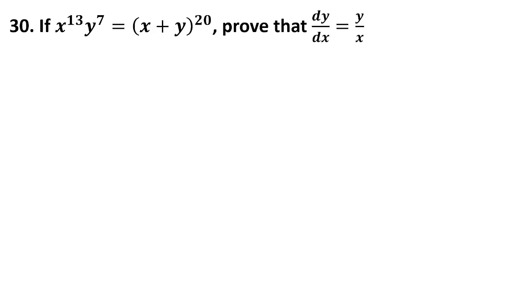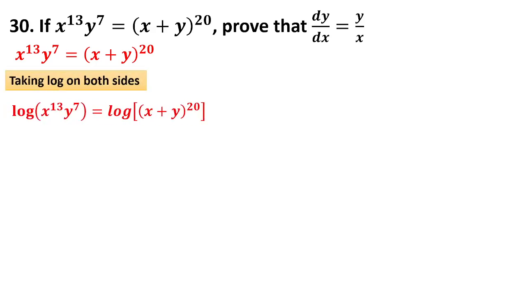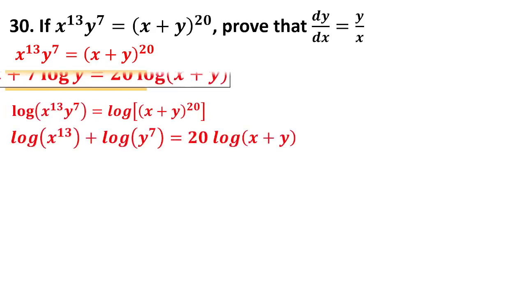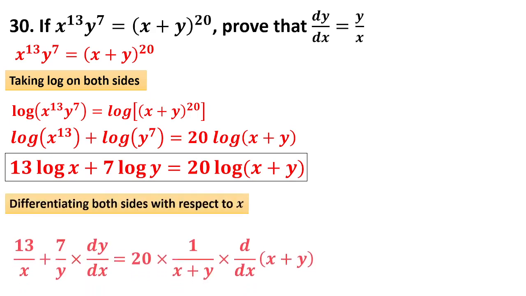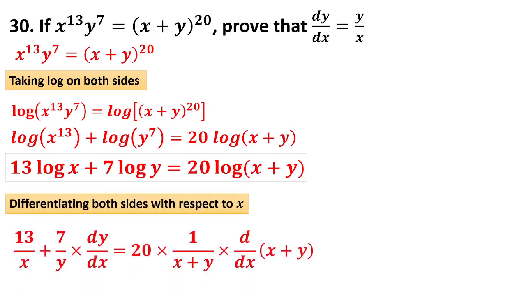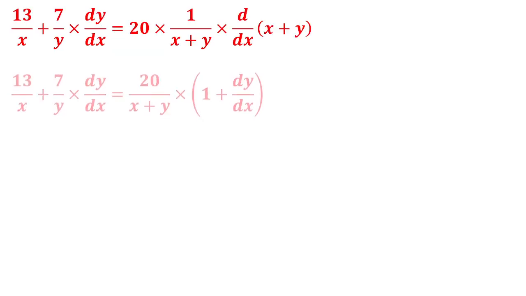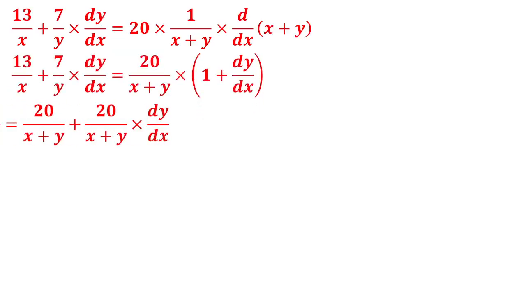Go to question number 30. x power 13, y power 7 is given. Prove that dy by dx is equal to y by x. In this problem we will take log on both sides. Therefore, making use of the property of log, it will become 13 log x plus 7 log y is equal to 20 log x plus y. Now differentiate: 13 by x, 7 by y into dy by dx. Right hand side 20 into 1 by x plus y into differentiation of x plus y. Differentiation of x plus y is 1 plus dy by dx.